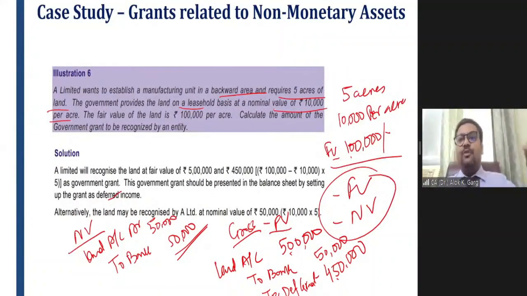Second, the asset can be shown at gross value, like 50 lakh. The other option is that the grant can be reduced from the cost of the asset. So 50 minus 20, on 30 lakh the asset is going to be recognized.